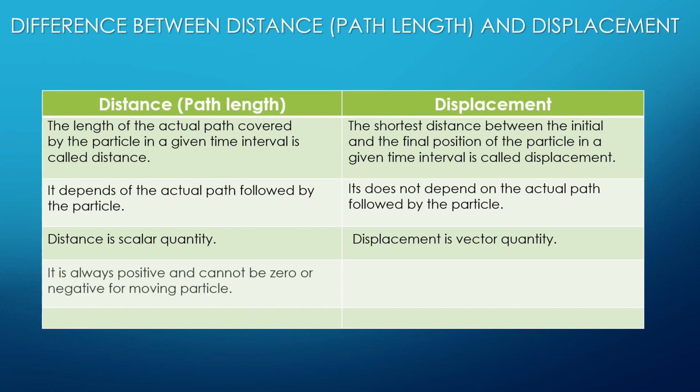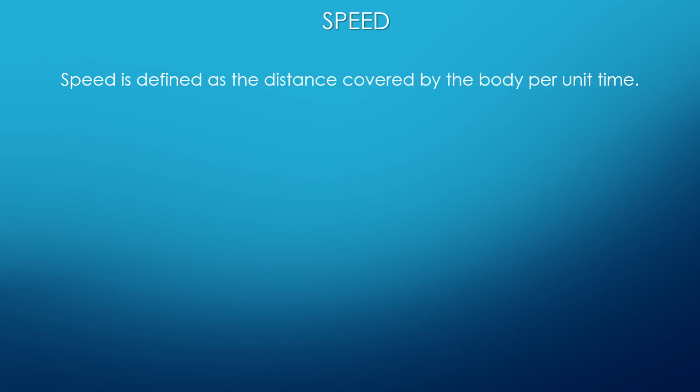Distance is always positive and cannot be zero or negative for a moving particle, whereas displacement can be positive, zero, or negative for a moving particle. This difference between distance and displacement is important as far as your examination is concerned. Let's understand speed. Speed is defined as the distance covered by a body per unit time. If we write it mathematically, speed is equal to distance by time.